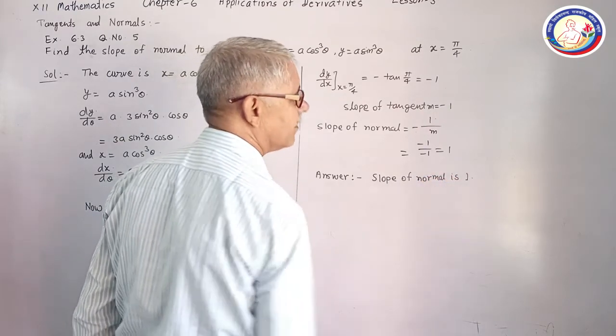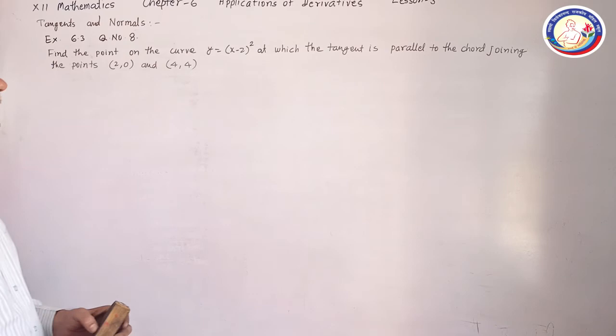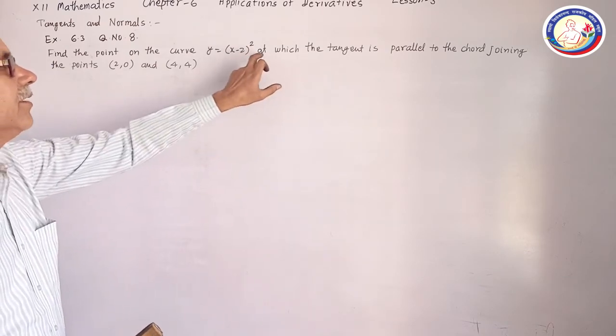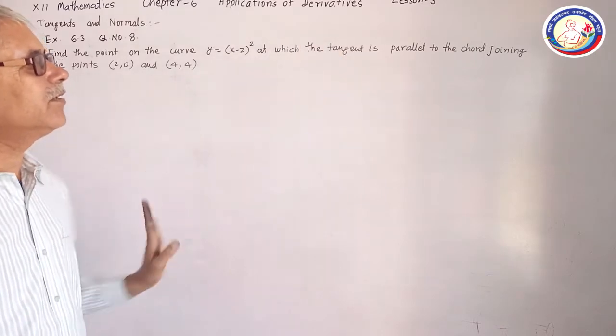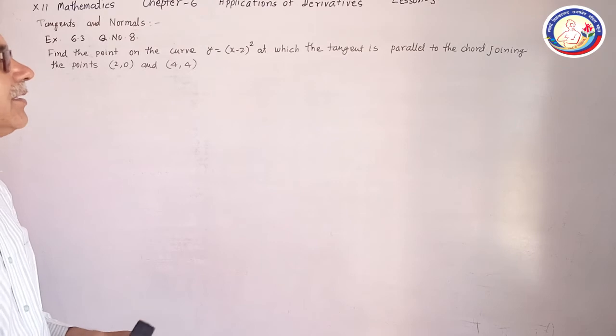We are taking question 8. Find the point on the curve. This is the curve, the equation of the curve is given, at which the tangent is parallel to the chord joining these 2 points. So what will be our strategy?